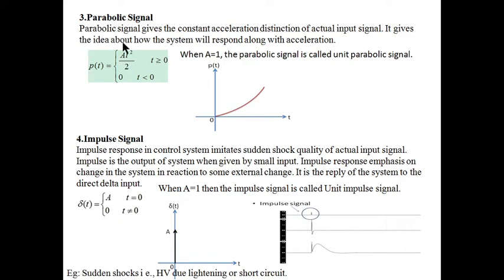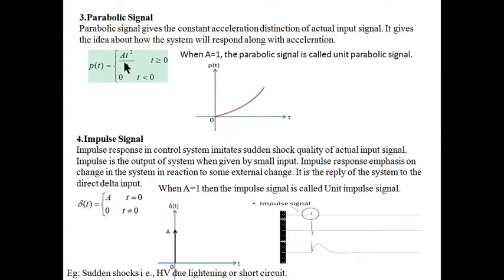Then we have the third type, a parabolic signal. A parabolic signal gives the constant acceleration attribution of actual input signal. It gives the idea about how the system will respond to acceleration.